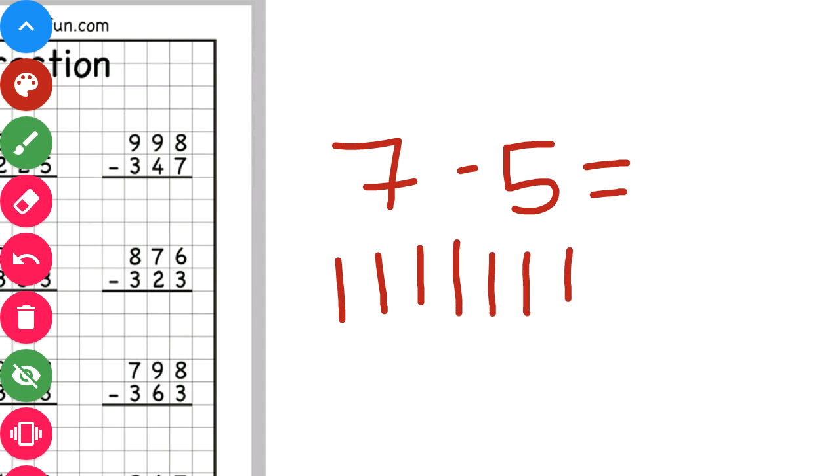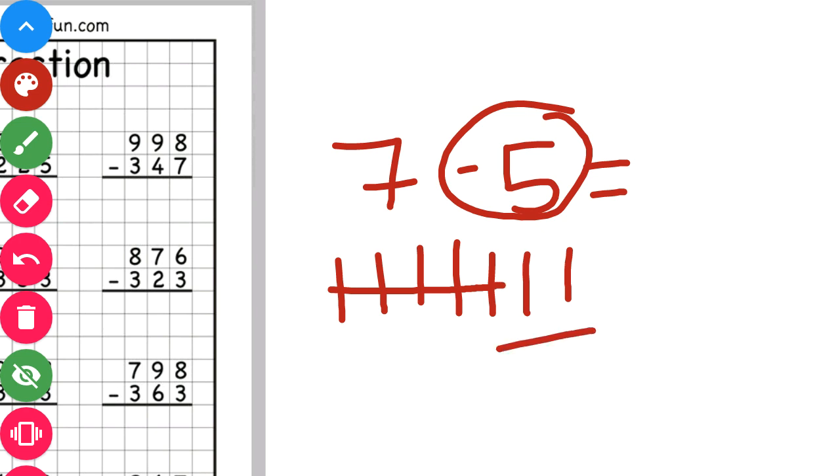1, 2, 3, 4, 5, 6, 7. And from 7, how much do we have to subtract? 5. Let us count. 1, 2, 3, 4, 5. 7 minus 5, how much do we have now? 2. 7 minus 5, we get 2.